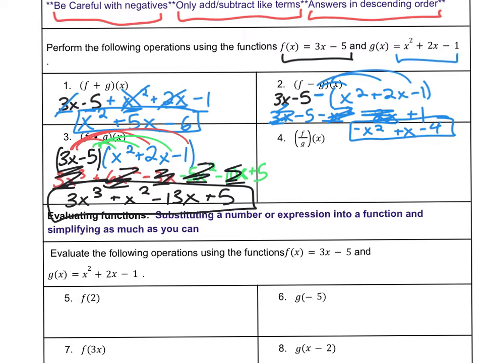All right, and then the last one is division. So we've got 3x minus 5 over our g of x function, which is x squared plus 2x minus 1. If you try to factor the bottom there, it actually does not factor evenly. So therefore, we're just going to leave this one alone like this, okay? So that's just going to be my answer. Normally, it'll simplify. This one doesn't, okay?